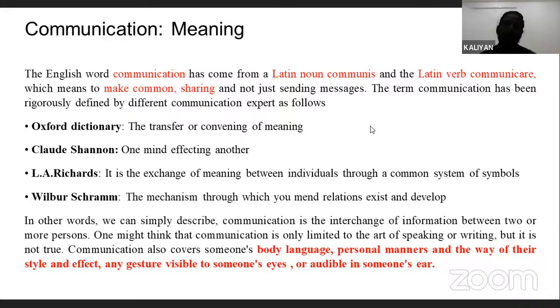Some authors gave some meaning for communication. Claude Shannon gave it as one mind affecting another, and I.A. Richards said it is an exchange of meaning between individuals through a common system of symbols.